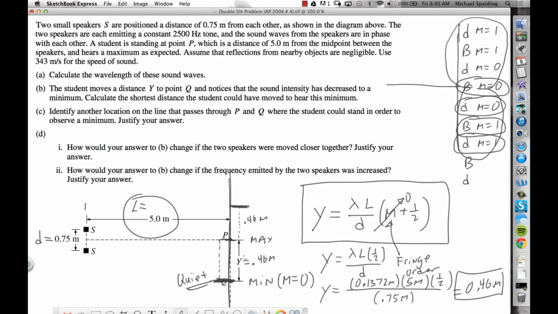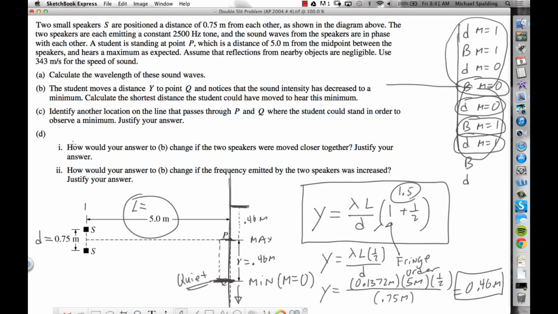Or if you wanted to do the hard way, you could figure out the next minimum. If you continue down farther, you could figure out the next minimum. But what you'd have to do is go back to this equation and plug in M equals what? Change this, instead of being 0, which is what we did, make this M equals 1, right? And then this parentheses would give you 1.5. Okay? All right, we're almost done.